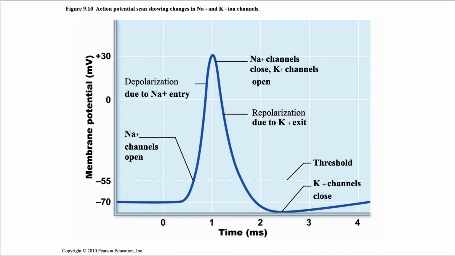This is negative 70, which is normal. And then when the sodiums and potassiums change places, it slightly raises the charge inside the cell to negative 55, which triggers the sodium channels to open. When the sodium channels open, sodium ions flood in, which makes it even more positive. So that's a positive feedback loop. And when it gets up to about 30, the sodium channels, which are voltage regulated, will close, and the potassium channels were open. So I'll go back here.